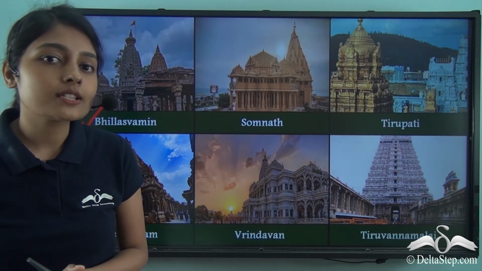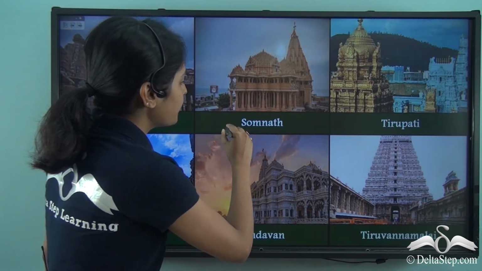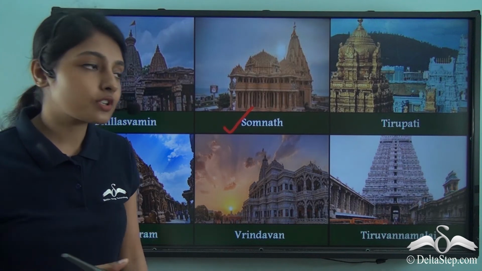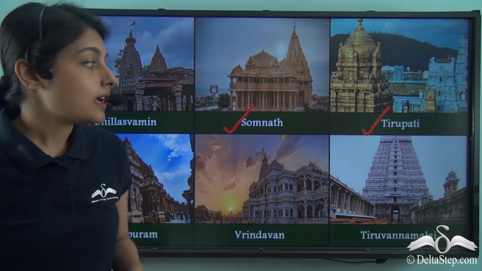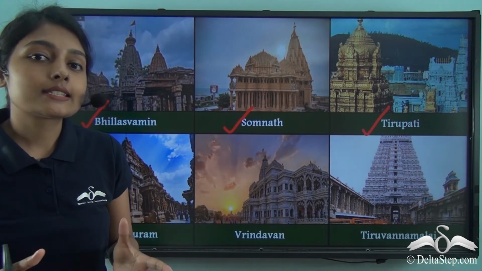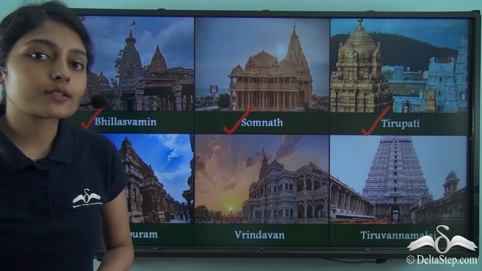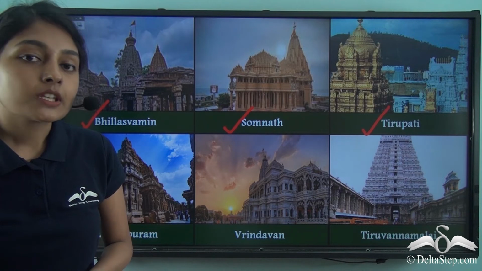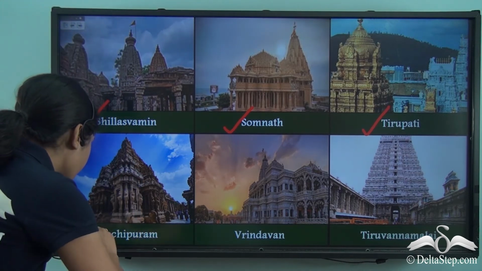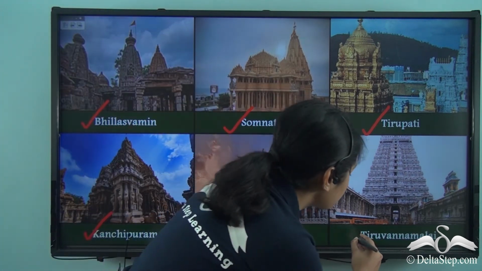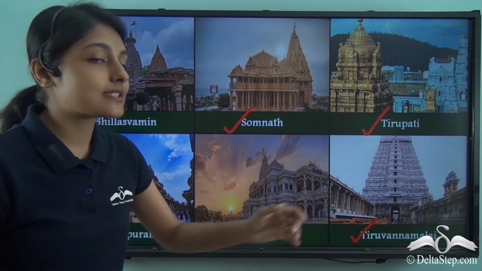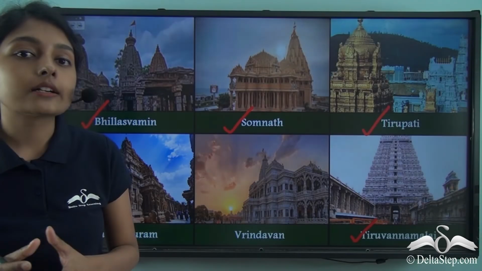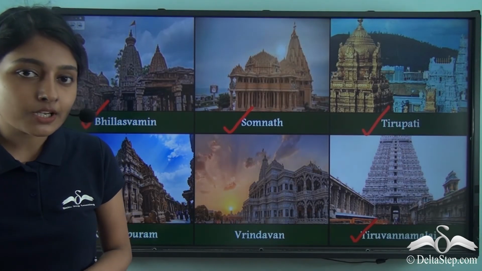Along with that, we also have to take into account the temple of Somnath in the Indian state of Gujarat and the temple Tirupati in the Indian state of Andhra Pradesh. Around these two temples as well, temple towns emerged. Now let us go to the Indian state of Tamil Nadu. Here we find the Kanchipuram Kalashanathar temple. Along with that, we also find the Tiruvannamalai Arunachaleshwarar temple in Tamil Nadu. Both of these temples are located in Tamil Nadu, and around these as well, temple towns emerged.